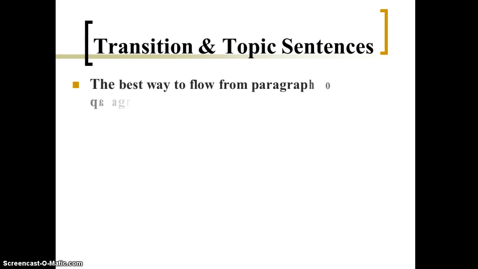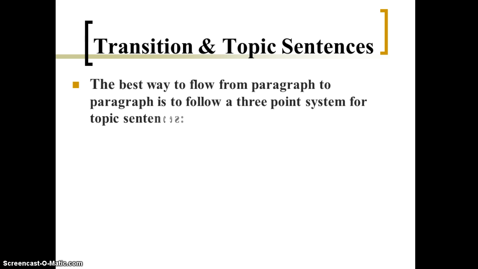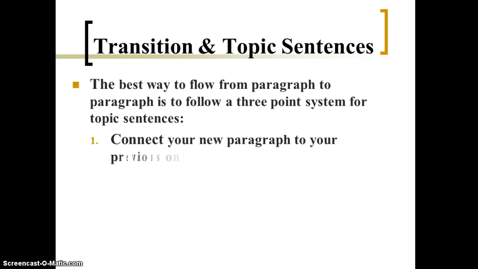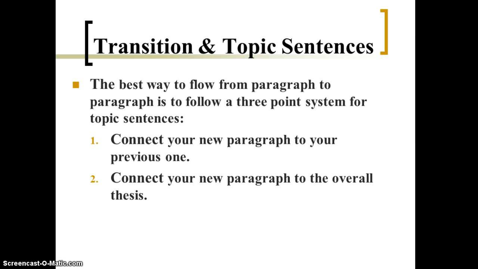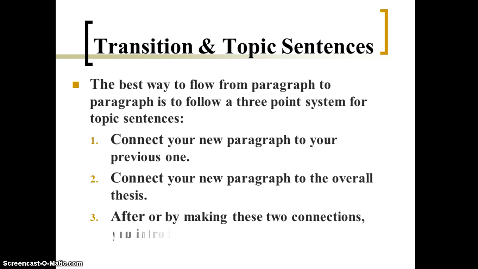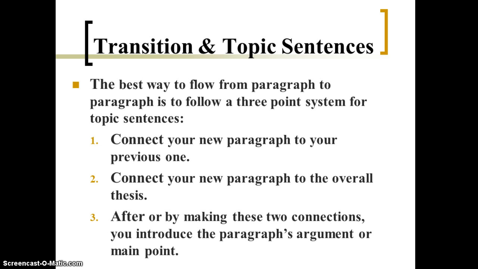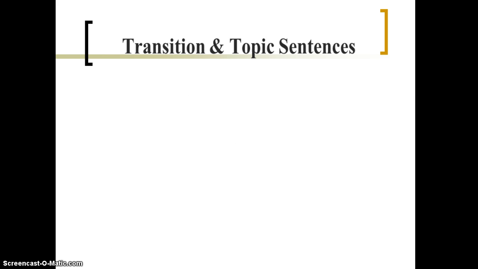Now, the best way to flow from paragraph to paragraph is, of course, to have a transition. And what you want to do in that topic sentence is use a 3-point system. So you connect your new paragraph to your previous one. You connect your new paragraph to the overall thesis. And by doing so, or after these kind of connections, you introduce the paragraph's main argument and main point. But there is a 3-point system for your topic sentence, right? Again, you connect it to the previous paragraph, you connect it to the overall thesis, and by doing these two components, or after these two aspects, you present the main point of the paragraph.